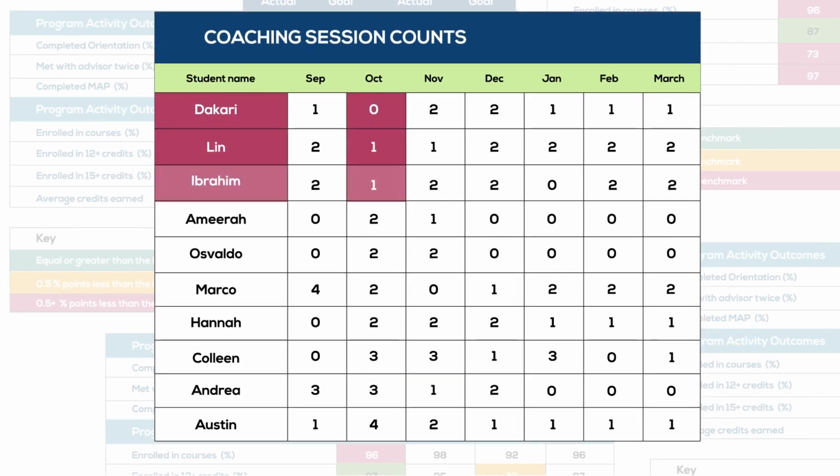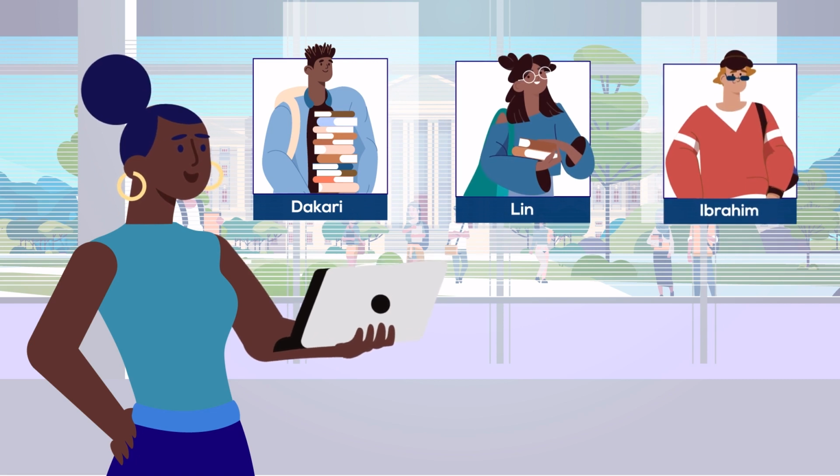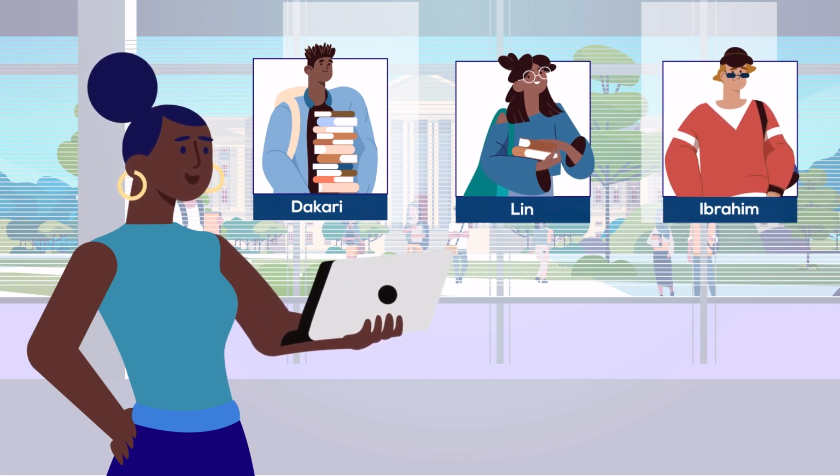If this was your caseload of students, you might target your outreach at Dakari, Lynn, and Ibrahim because they didn't meet their 2-session requirement in October. Looking at data at this granular level allows you to make specific decisions based on a student's situation.